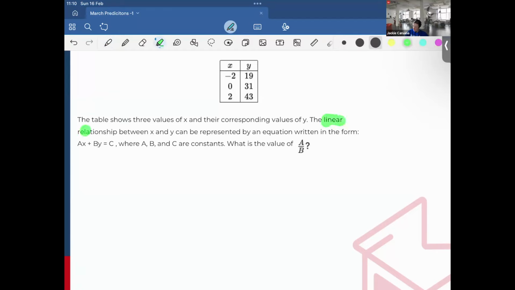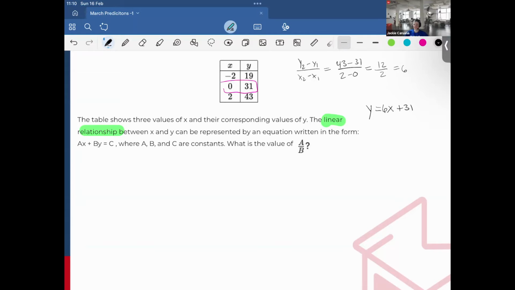It tells me it's linear. So let's find the slope, y2 minus y1 over x2 minus x1. And then I can just do, let's go with 43 minus 31 and 2 minus 0. So that will be 12 over 2, which is 6. And that'll be y equals 6x, and the y-intercept is here when x equals 0. So our b value is 31.